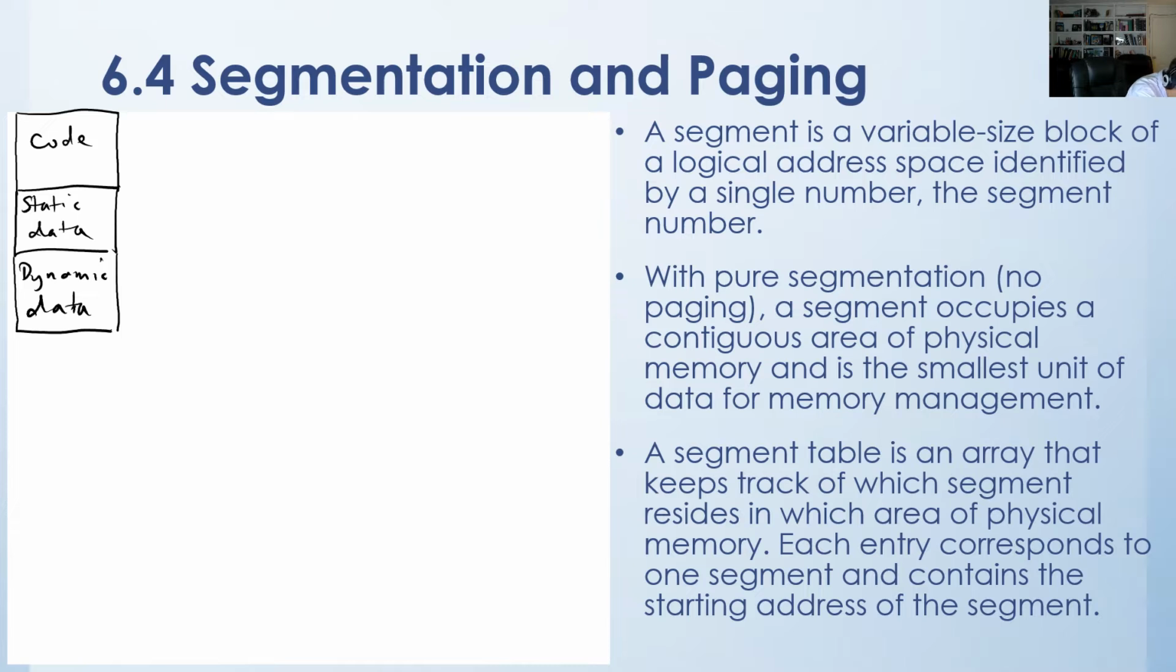Now I use different colors to represent this. For the code I use blue, I use green for the static data, and I use purple for the dynamic data. So that's a program. It contains a couple of components.